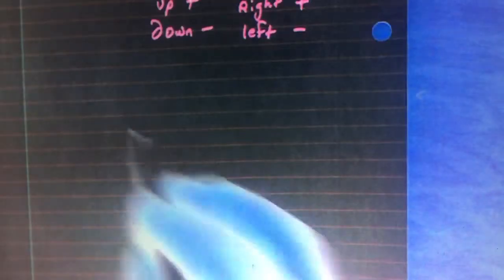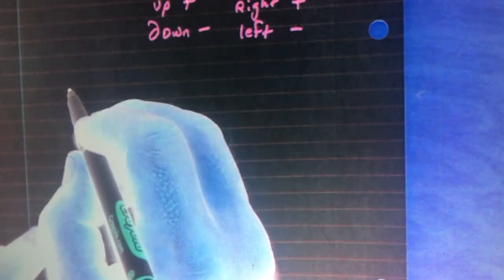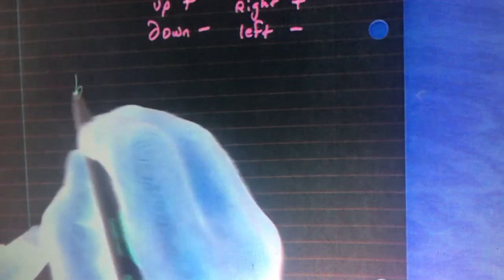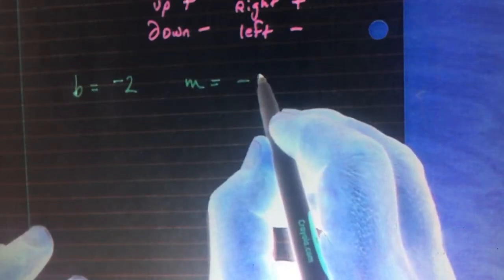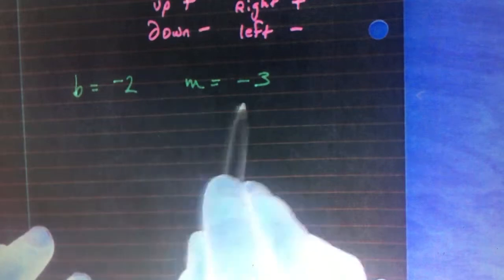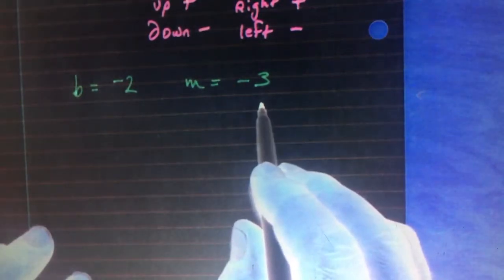All right, so just to really drill this home, I'm going to give you a few really simple questions. First of all, let's say you're given b equals -2 and m equals -3. What do you write? What's the first thing you do? Y equals mx plus b. Very good. That's a little ahead of what we're doing.